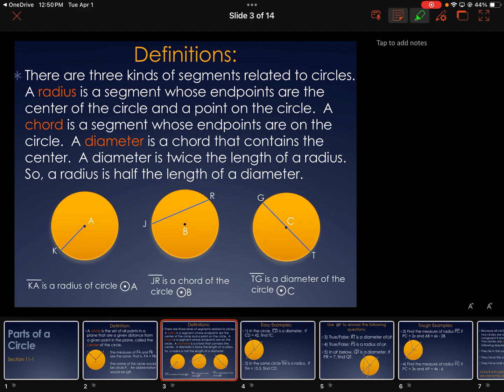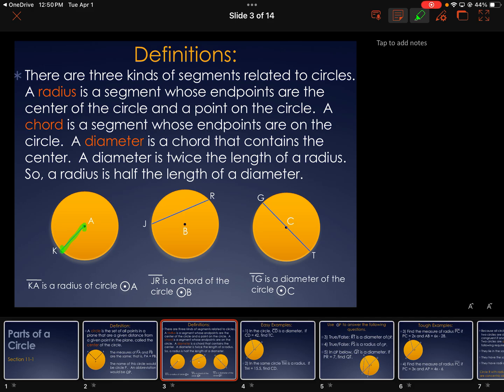Here's a couple of definitions. There are three kinds of segments related to circles. The first one is a radius. A radius is a segment whose endpoints are the center of the circle and a point on the circle. So let's look at this radius right here. This is the center, point A. This point K is on the circle. If I make a segment with those two letters as the endpoints, that is a radius.